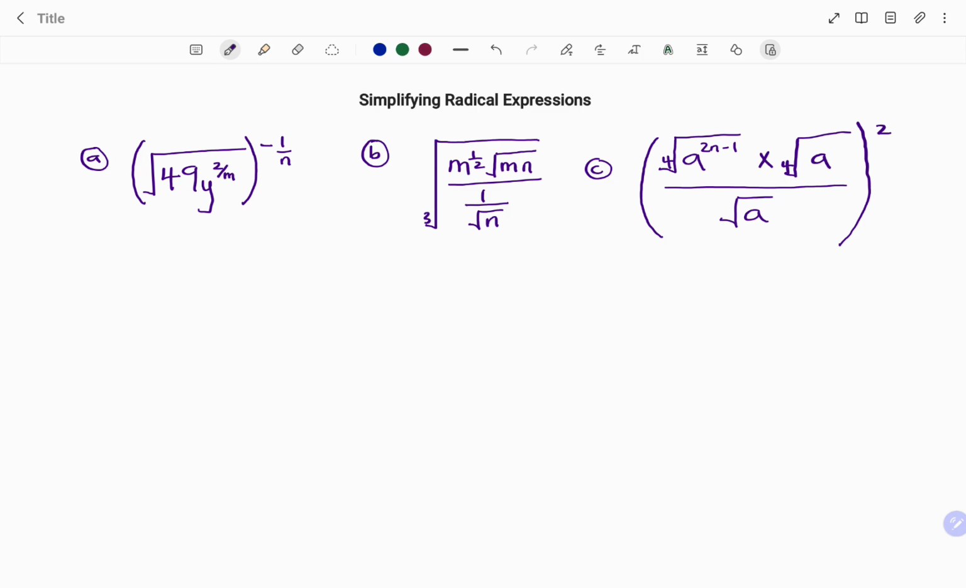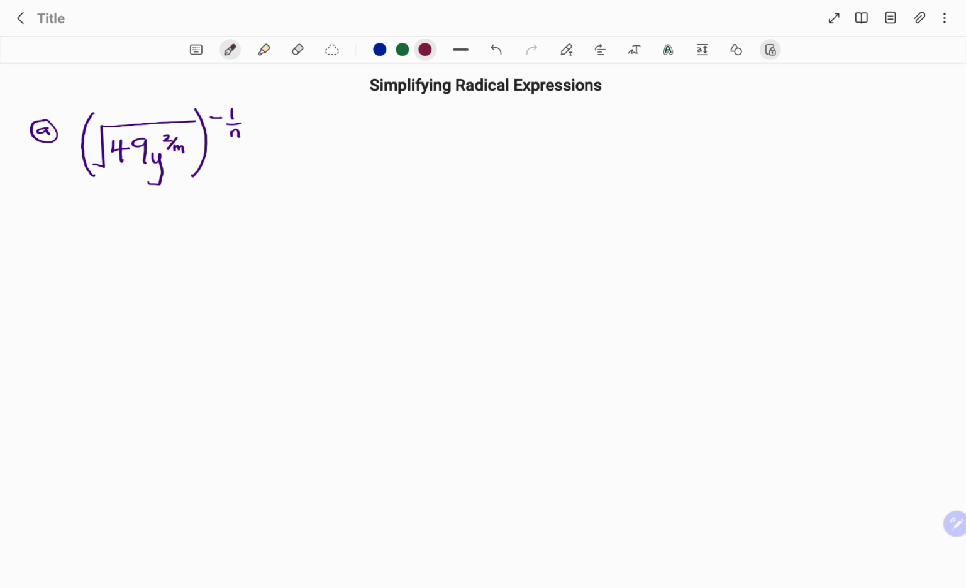In the first example, we have a bracket: the square root of 49 times y to the power of 2 over m, close bracket, to the power of negative 1 over n. The rule of exponents states that the root of a times b is the same as the root of a times the root of b. The same applies for division.